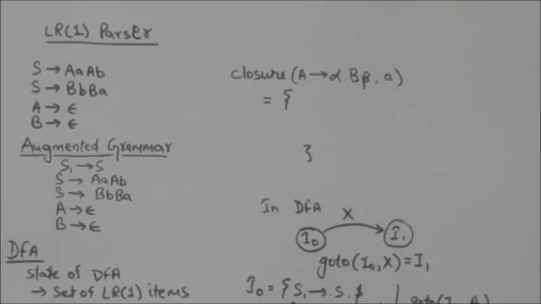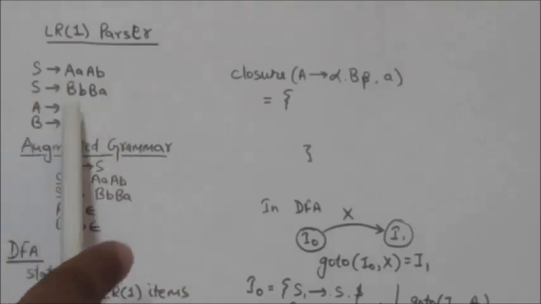So in this tutorial we are going to study a new bottom-up parser called the LR1 parser. We will learn how we can construct the action table and Goto table for this LR1 parser, and how these tables are used by the LR1 parser for the syntax analysis of a given string of tokens.